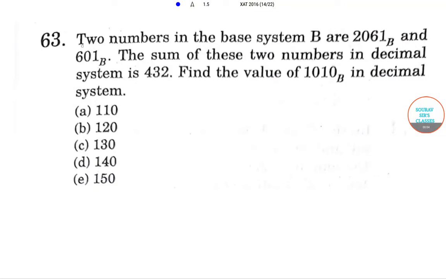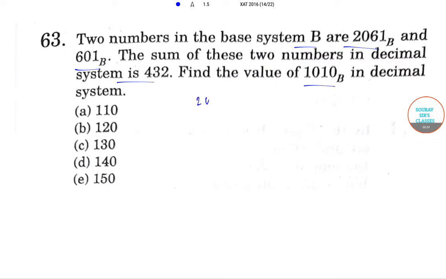The question is, two numbers in the base system B are 2061 base B and 601 base B. The sum of these two numbers in decimal system is 432. Then find the value of 1010 base B in decimal system.